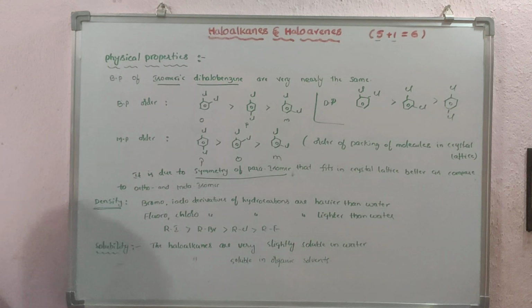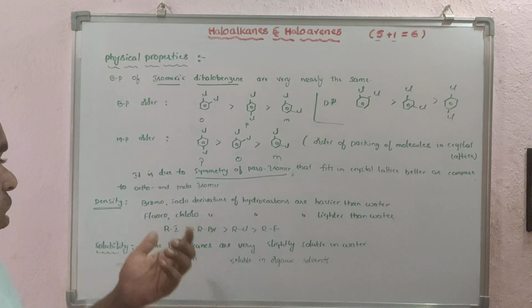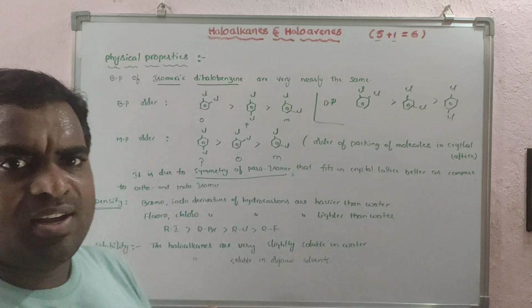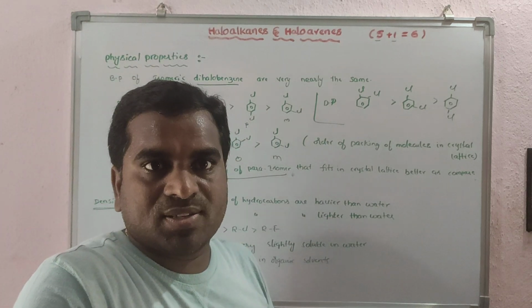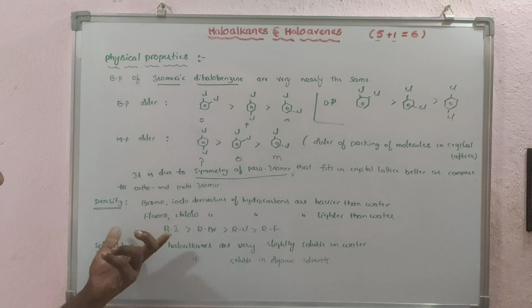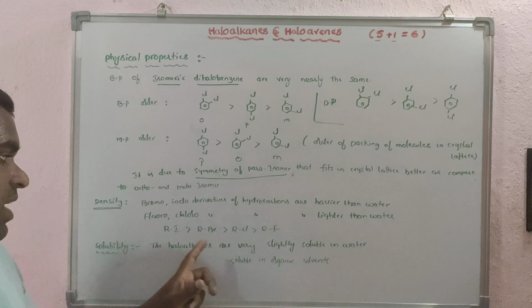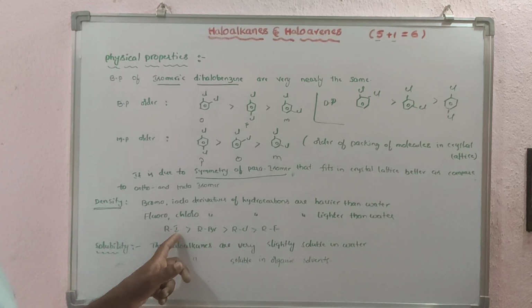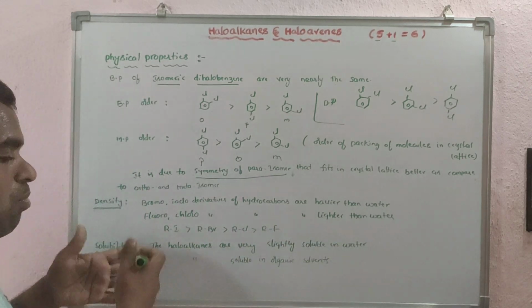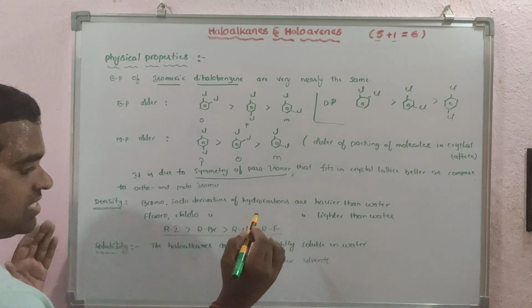Next one, density. Bromo and iodo derivatives of hydrocarbons are heavier than water, and fluoro and chloro derivatives of hydrocarbons are lighter than water, because as the size increases, molecular mass also increases, and then automatically density increases. If you take alkyl halides, what is the density order? I already said the alkyl groups are the same here. Which one is different? Halogens. As you know, the iodide molecular mass will be greater than bromide, chloride and fluorine. So as the mass increases, density increases. So the order of the density of the alkyl halides is in this way.